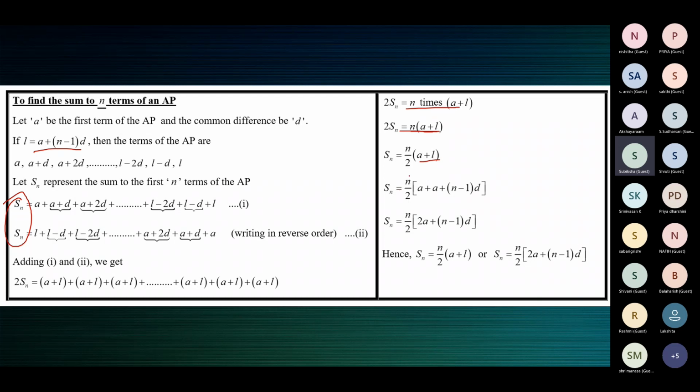So Sn is equal to n by 2. Write this A as it is, and L is nothing but A plus n minus 1 into D. So A plus L is the first term plus the last term. n by 2 of the first term plus the last term. A as A, L is A plus n minus 1 into D. A plus A is 2A, so 2A plus n minus 1 into D. So Sn is equal to n by 2 into 2A plus n minus 1 into D.